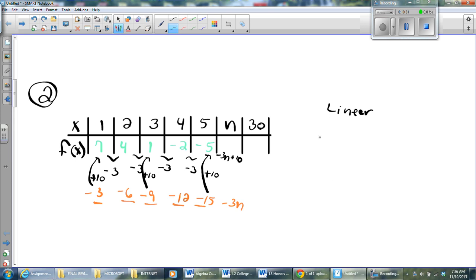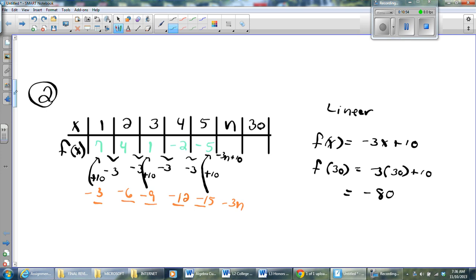My equation, of course, will be f of x. That will equal negative 3x plus 10. And if I put 30 in there, negative 3 times 30 plus 10, I get negative 90 plus 10, negative 80. All right, there we go.